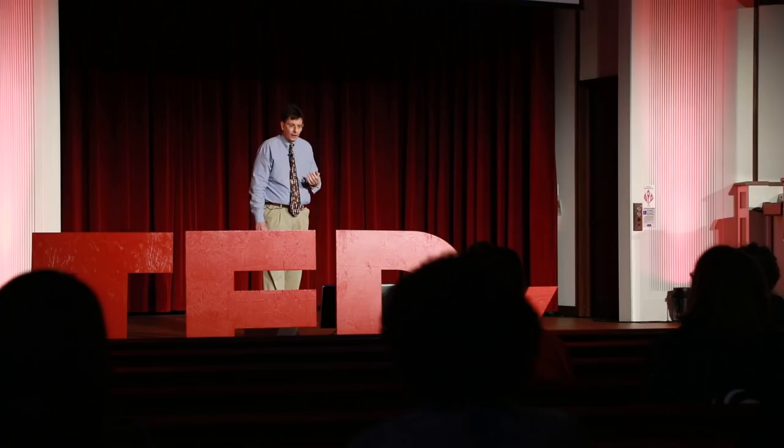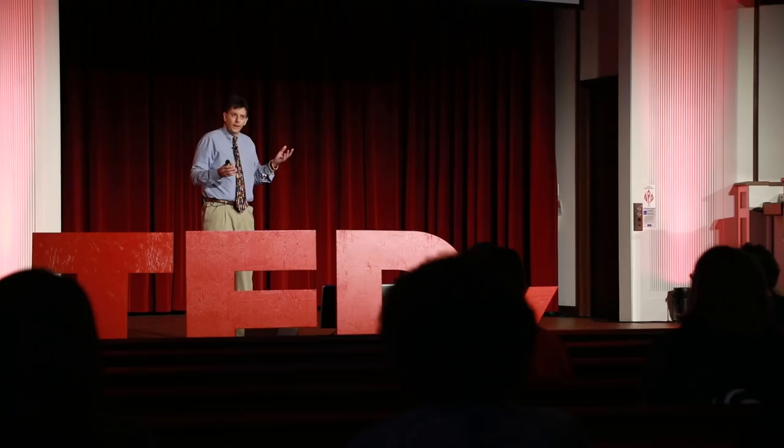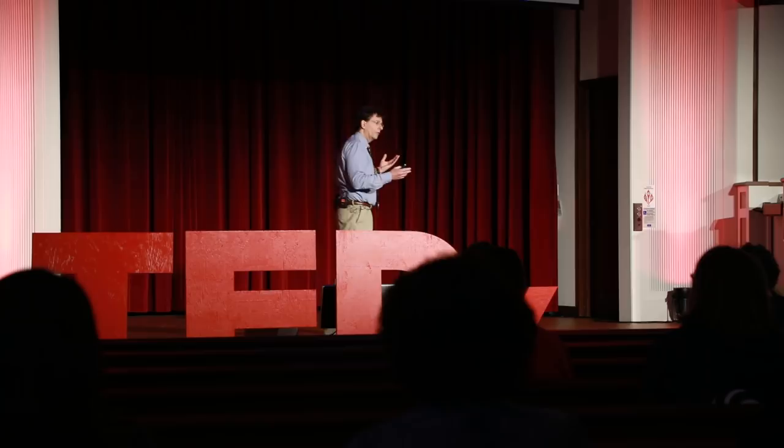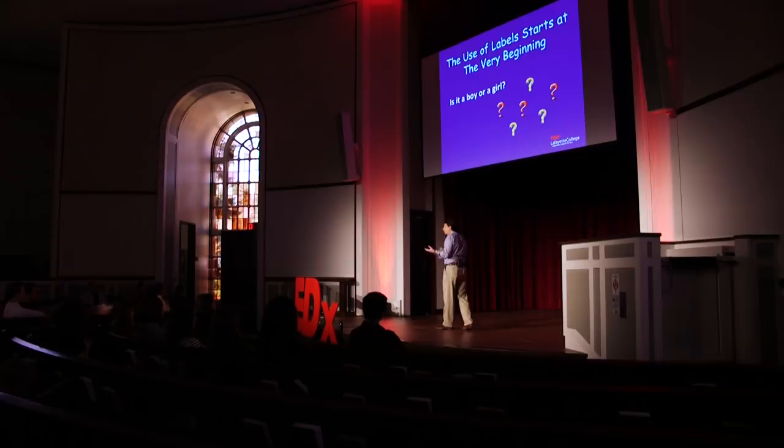Now, the use of labels starts really early. It starts at the very beginning. When a child is about to be born or even before, everybody wants to know, is it a boy or is it a girl? And so they ask that question. Aunts, uncles, friends, relatives, even strangers will ask, is it a boy or is it a girl? Now, the answer to that seemingly simple question can have a lifetime of consequences. It could affect whether that child plays with trucks or dolls. It could affect what color crayons that child uses. It could affect when that child gets to high school, whether the child plays football or field hockey. It might even affect whether the child wants to be a nurse or a doctor. All as a result of this simple kind of question.